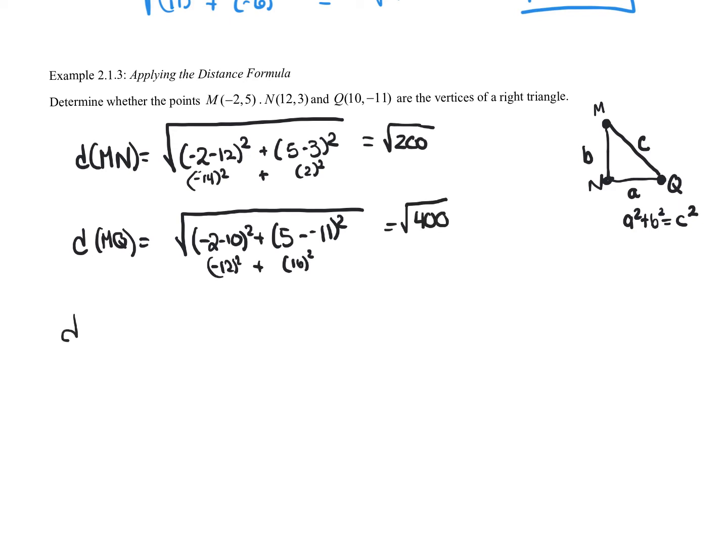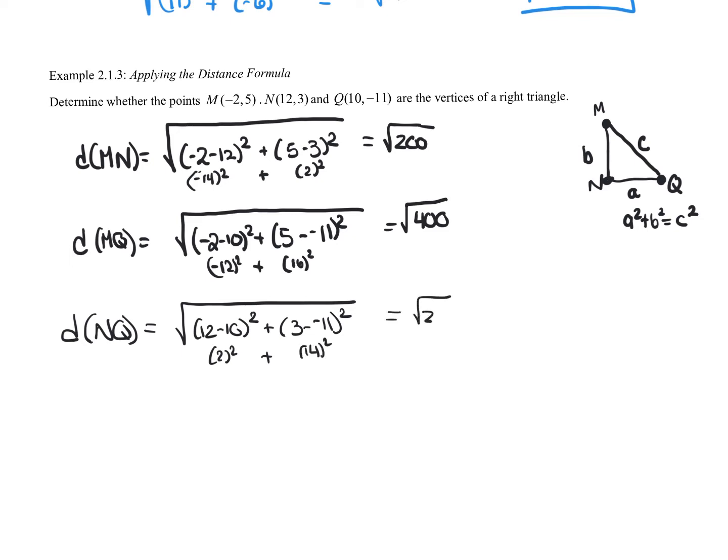And then my last one I needed to do is the distance of NQ. That's going to do 12 minus 10 squared plus 3 minus negative 11 squared. It's going to get me 2 squared plus 14 squared. That's going to be square root of 200.